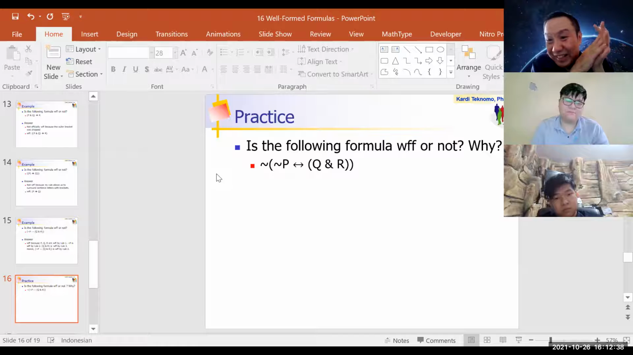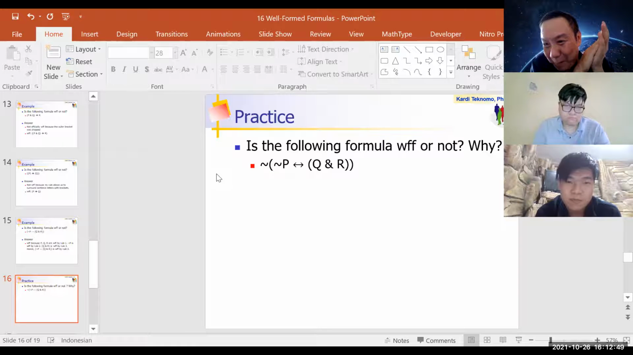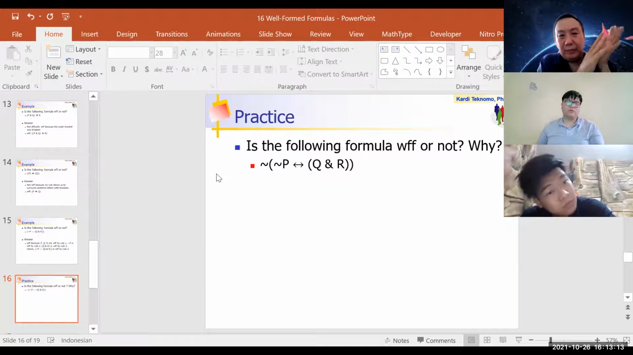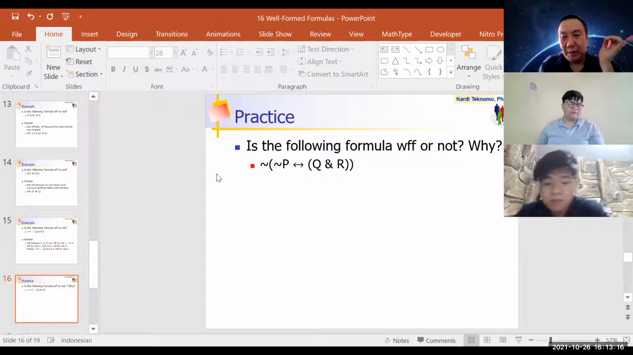How about this? Oh, this has no answer. WFF or not? Yes or no? Why? Can anyone answer this? I think it's yes, WFF. Because Q and R is WFF. Not P is WFF. It is in bracket, not only bracket P. And it has not on the outside. So it's the WFF. Okay, I think so. Cool. This is WFF, right?